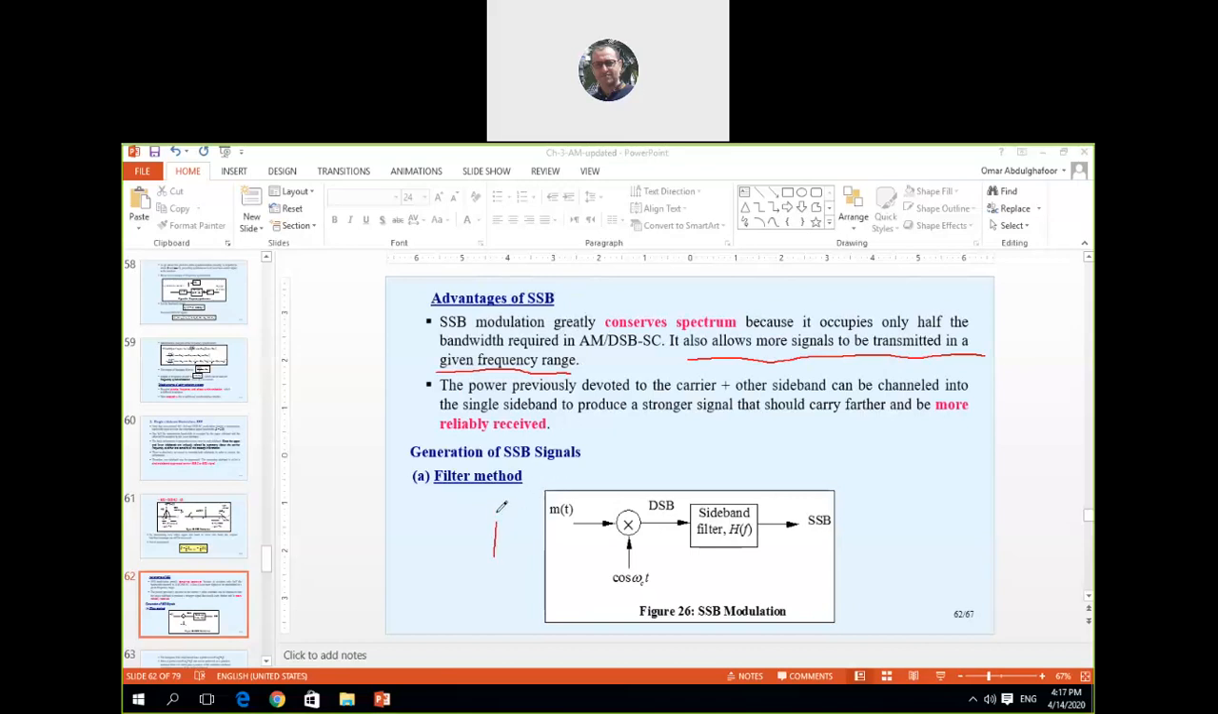So in terms of generation, we have the filter method. This is m(t), the modulating signal. This is the carrier signal, and this is the double sideband signal, same as what we have done previously. And here we have what we call the sideband filter. This is the frequency response of that particular filter, and after the filter we have the single sideband. So this is the block diagram for single sideband modulation.